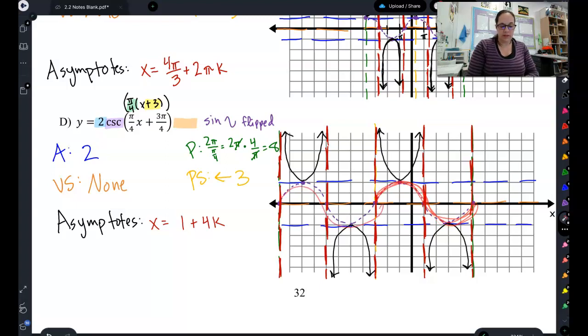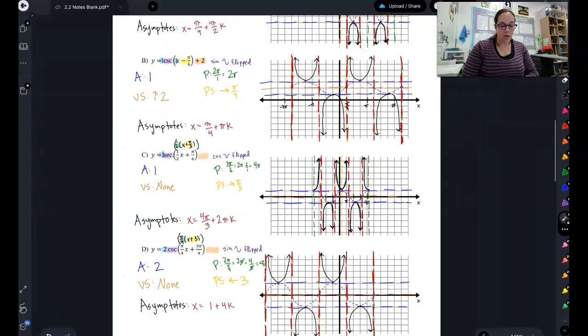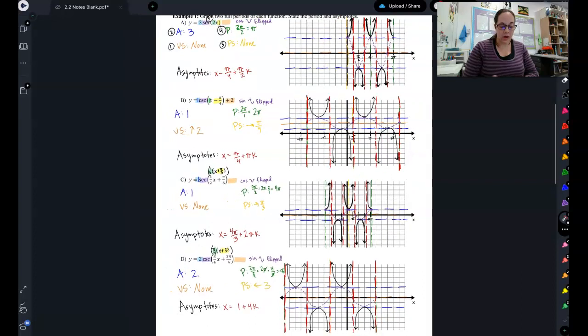And of course, I made a second one right there. Anywhere that crosses the orange vertical shift line becomes an asymptote. And then I flip the pieces in the middle, in between those asymptotes, to get my cosecant graph. And that is all we're going to do for sine, secant, and cosecant.